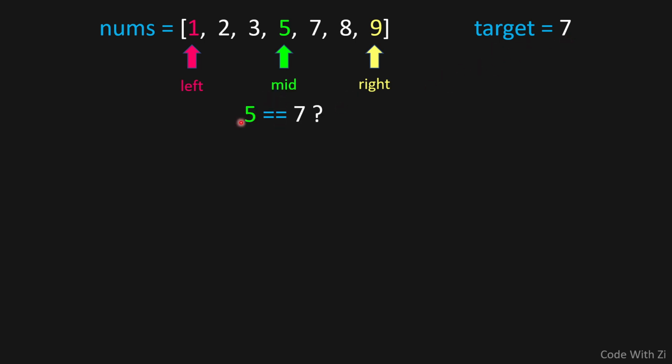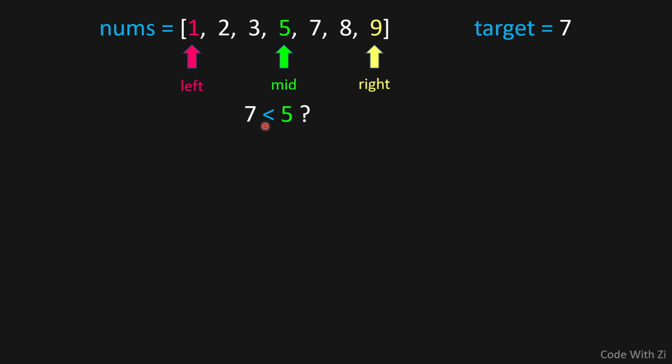Well, is 5 equal to 7? Not really. So we're going to be like, all right, I guess this is false. So let's do something about it. Because this array is sorted, we can clearly see that any number that comes before the middle is smaller than the middle, right? And any number that comes after the middle is basically greater than the middle because the array is sorted, right? So we're gonna ask ourselves, is the target that we're looking for smaller than the middle number? Well, is 7 smaller than 5?